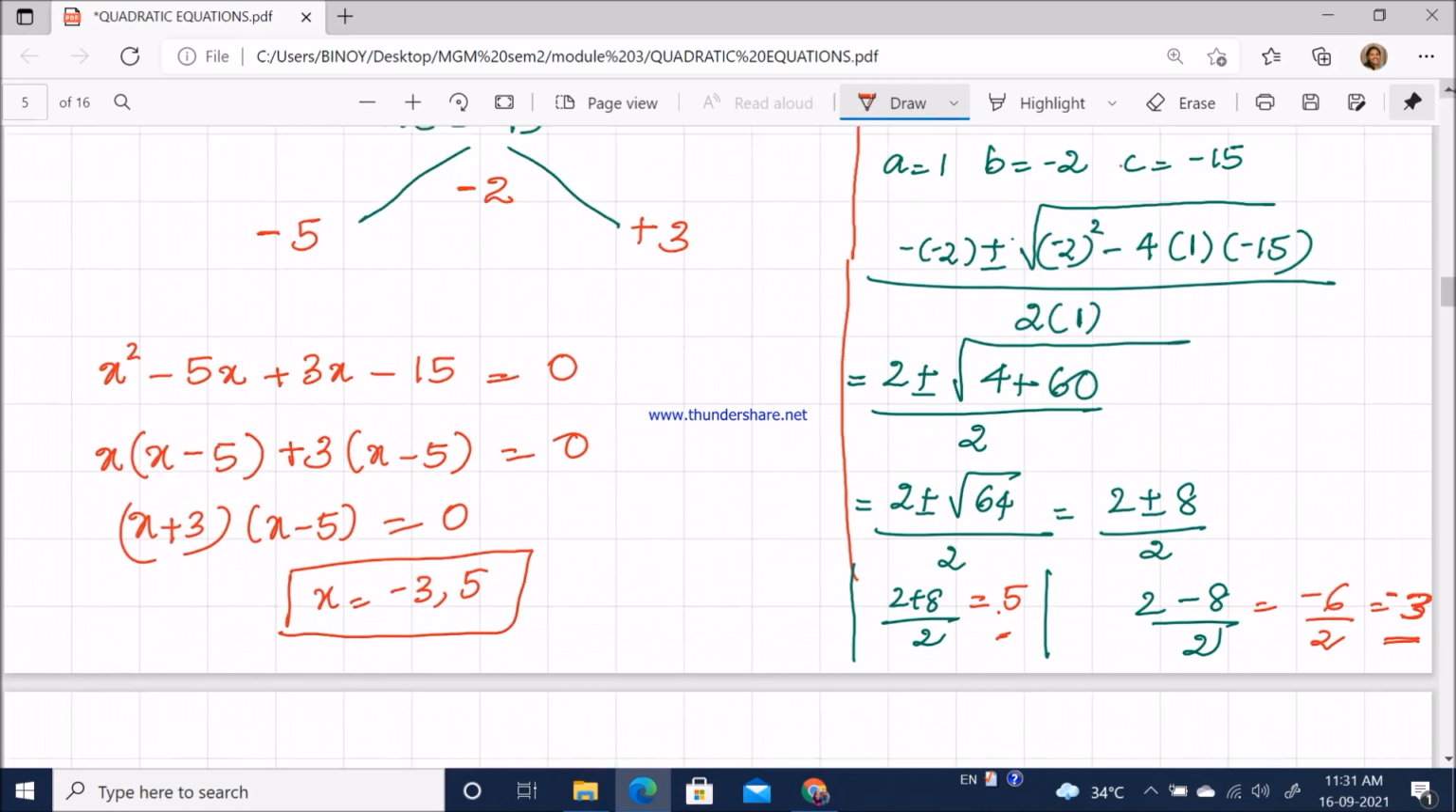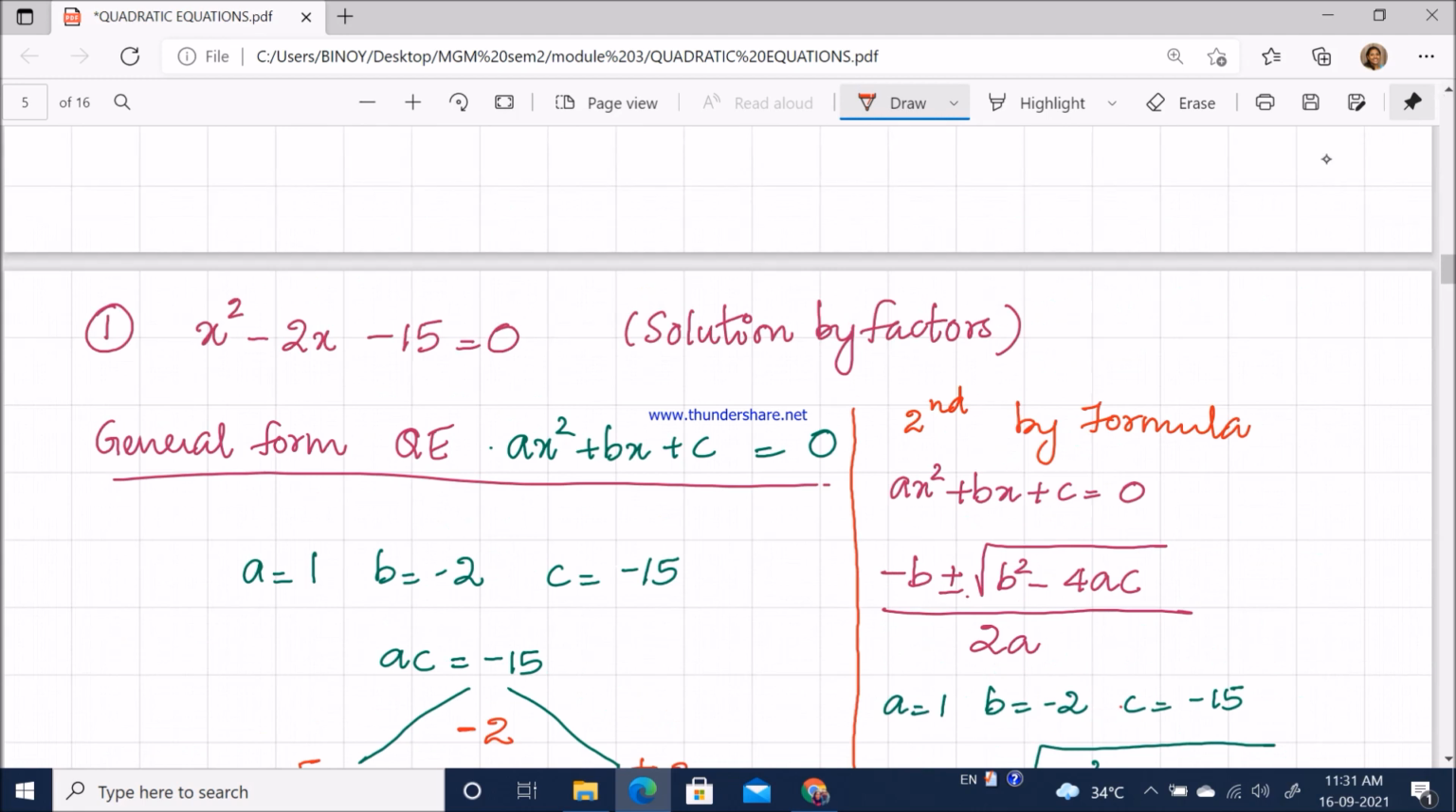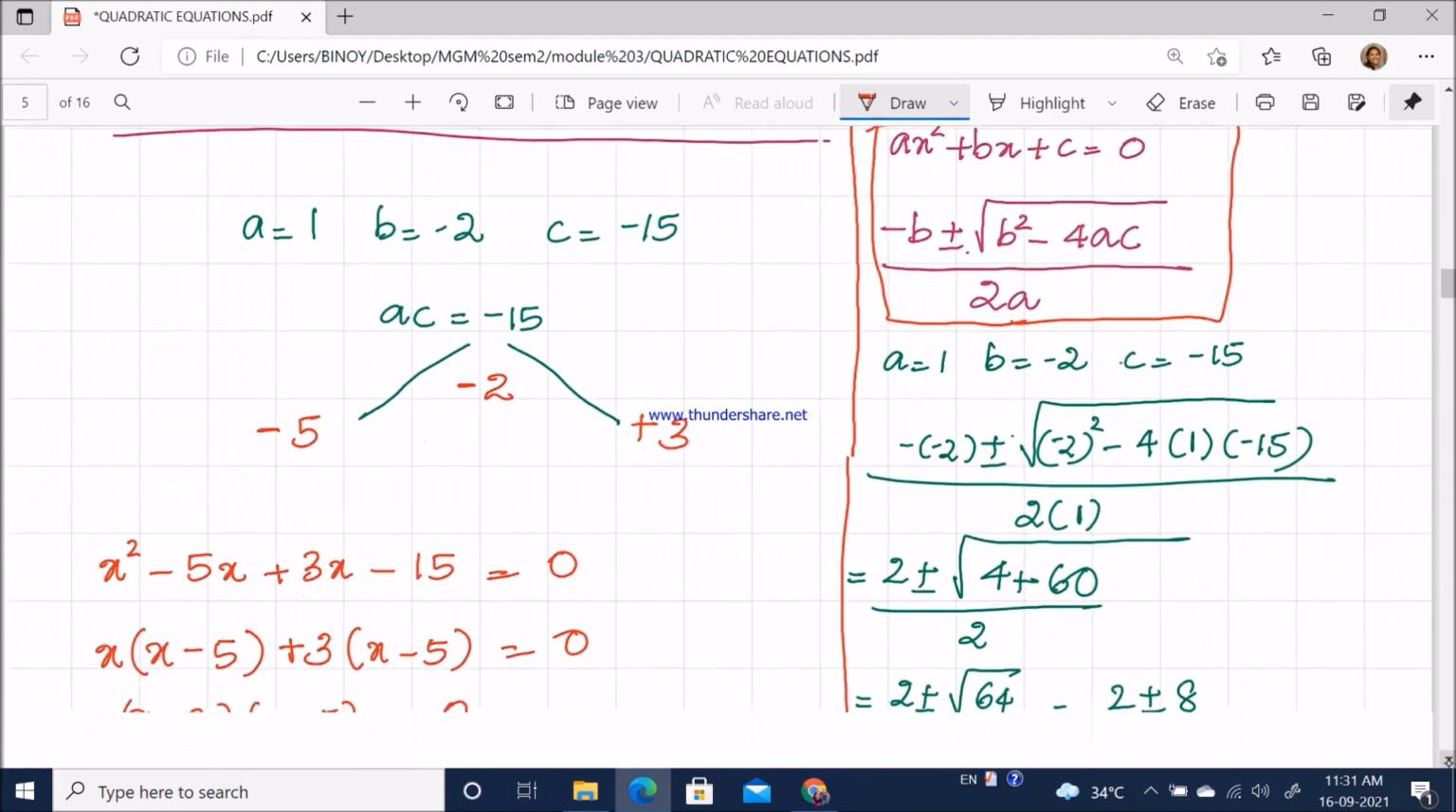So this is how we solve using the two methods, one by solution by factors and one by formula method. So substituting in this formula, you will get the value. So minus b plus or minus root of b square minus 4ac. Make sure that it is whole divided by 2a. Keep that in your memory.